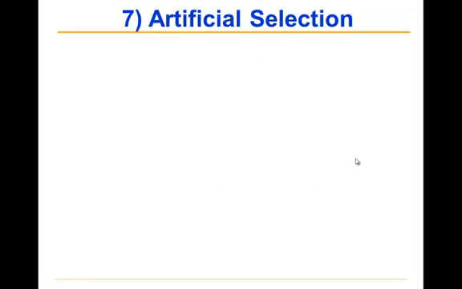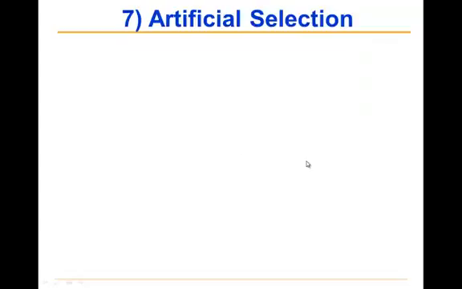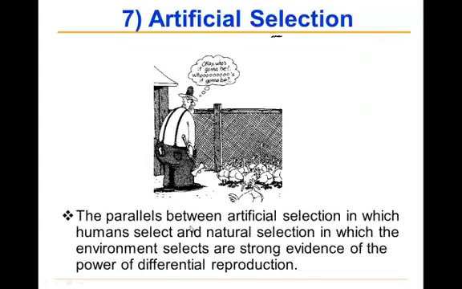Another line of evidence that provides evidence for the validity of evolution is artificial selection. Of course, this is selective breeding. Artificial selection is defined as increased survival and reproduction of the organisms that are selected by humans. And so this is what we've used in agriculture and this kind of thing. And so the conclusion here: the parallels between artificial selection, in which humans select, and natural selection, in which the environment selects, are strong evidence of the power of differential reproduction. Now here's a cartoon. Here's Farmer Jones. He's going to go slaughter a chicken, and look at that one with a long neck.